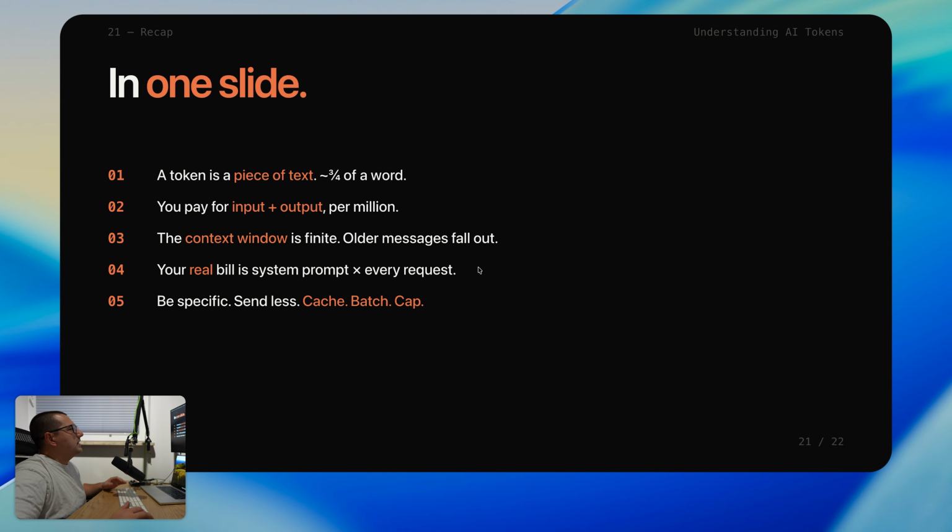So if we summarize everything, we got 5 bullets. An AI token is a piece of text and it's approximately 75% of a word. We pay for input and output, per million tokens. Our context window is finite. Older messages just fall out. Our real bill, what we actually pay, is not only input and output, it's also system prompts for every request, using MCP, skills and other things. And to save money on AI tokens, be specific and spend less. And also we will use cache.